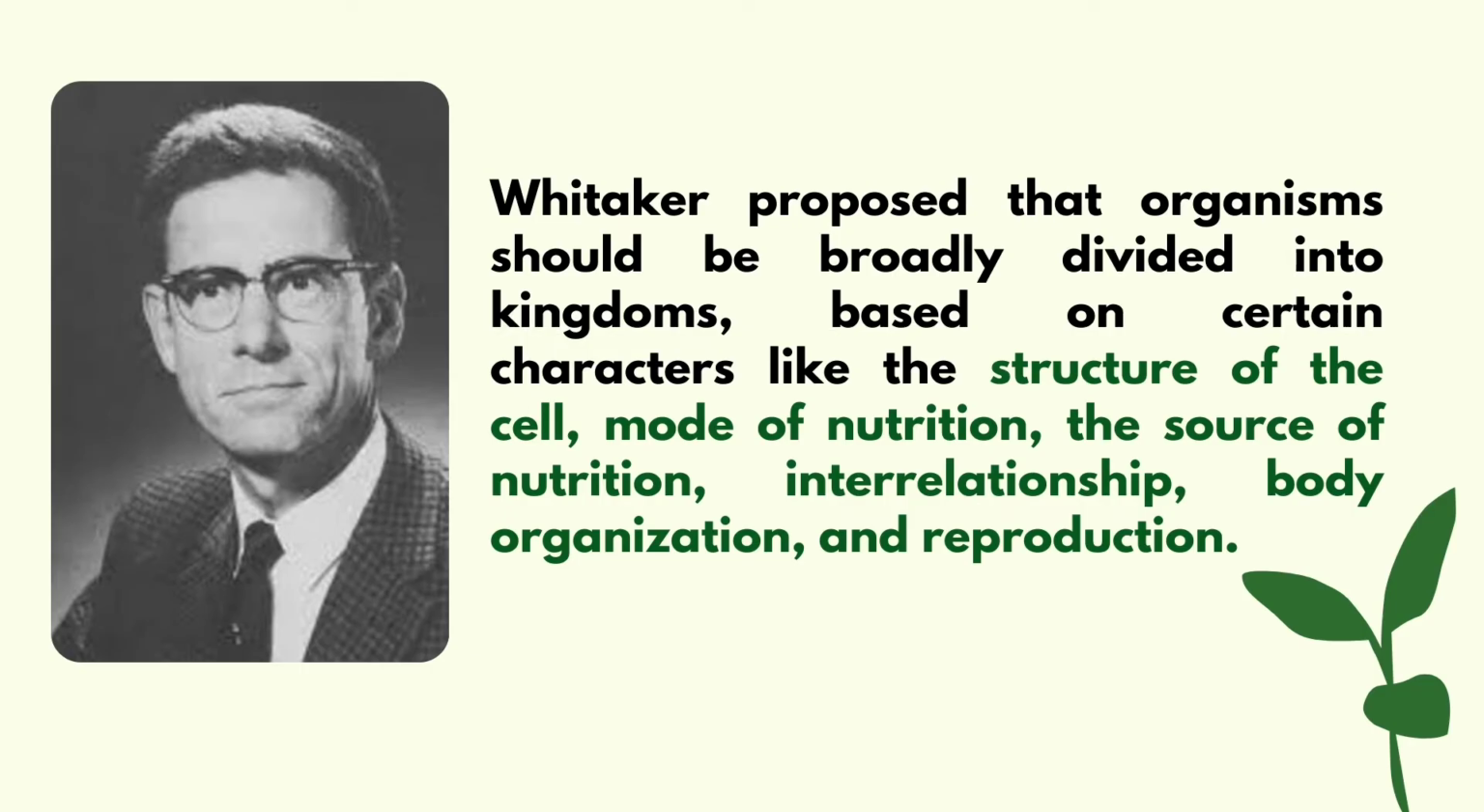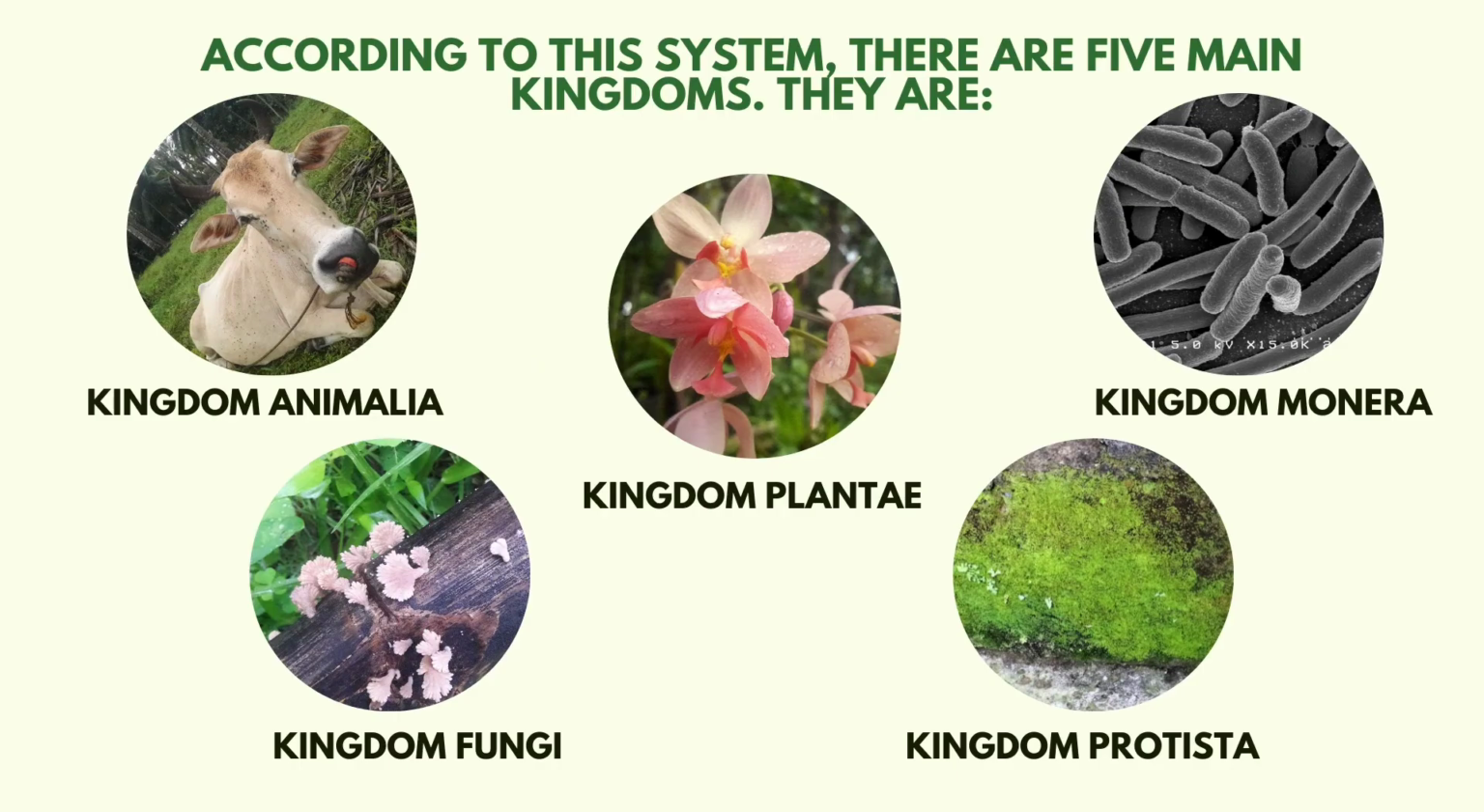Whittaker proposed that organisms should be broadly divided into kingdoms based on certain characters like the structure of the cell, mode of nutrition, the source of nutrition, interrelationship, body organization, and reproduction. According to this system, there are five main kingdoms. They are Kingdom Animalia, Kingdom Plantae, Kingdom Monera, Kingdom Protista, and Kingdom Fungi.